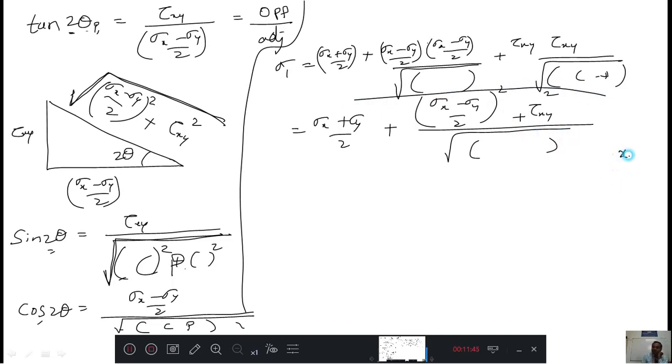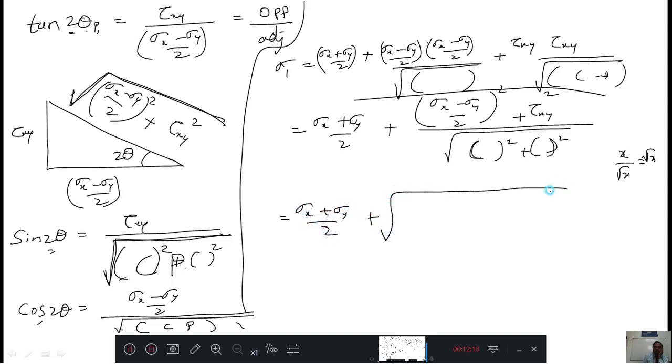Now look here. If this is x, then you can have a relation like x by root x is nothing but root x, because if the root comes up, then root x becomes x. Therefore, x by root x I can write as root x. The same thing here: whatever is inside the root and in the numerator both look the same. Therefore, I can have (sigma x plus sigma y) by 2 plus the square root of ((sigma x minus sigma y) by 2) whole square plus tau xy square. This is your sigma 1 value.